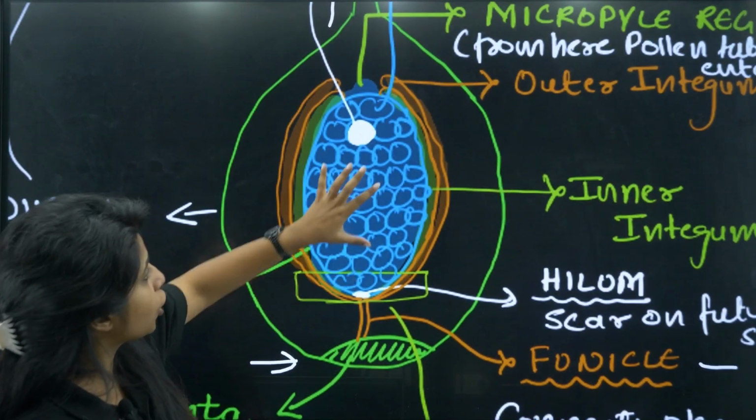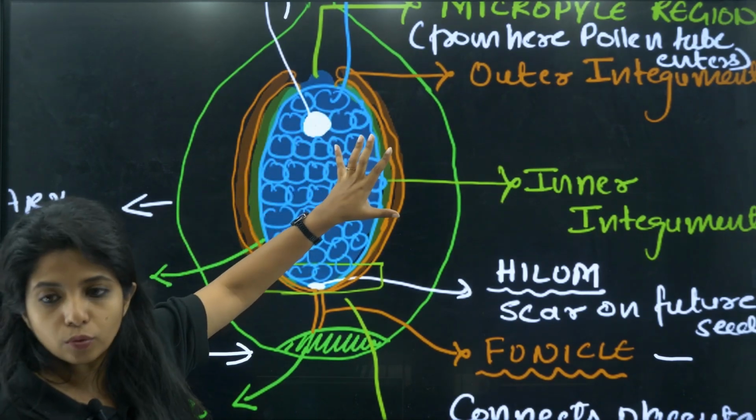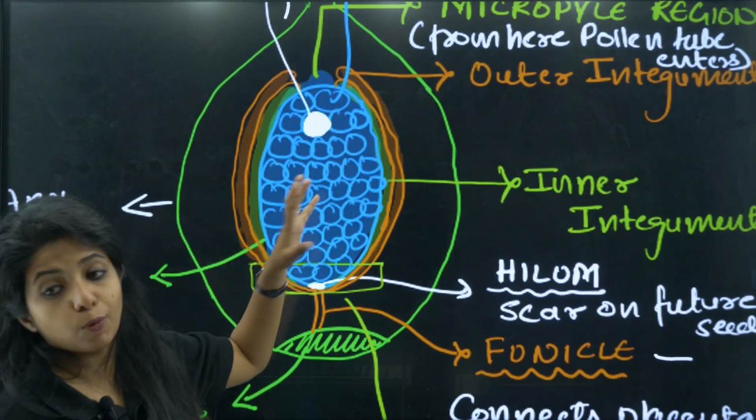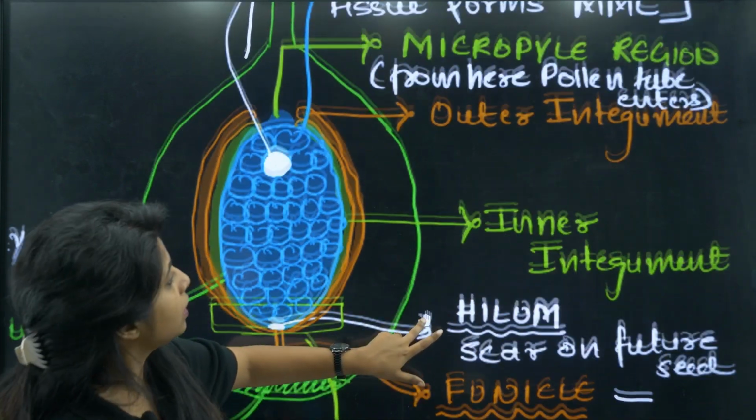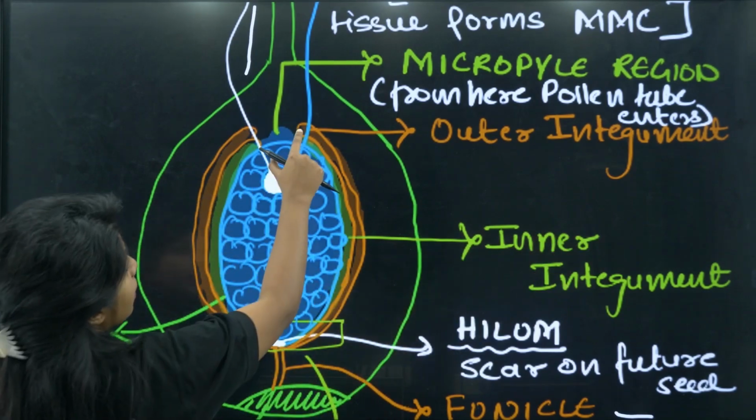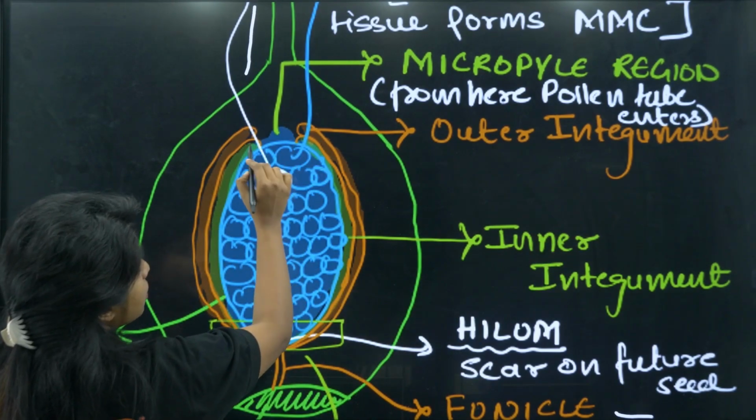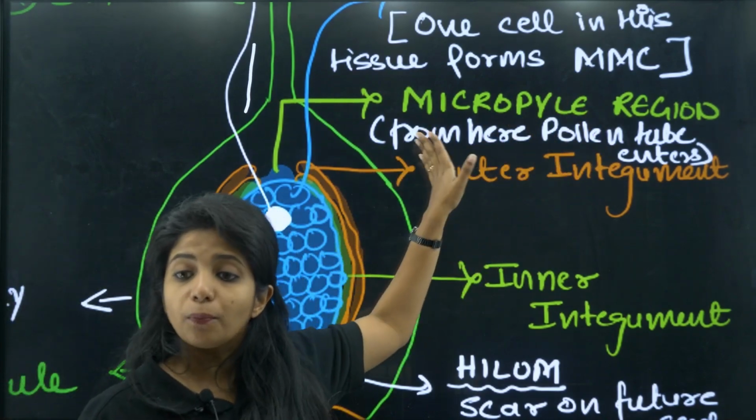Now going ahead, if you talk about the ovule, this whole blue thing that you see over here is the ovule. And as you can see, there are 2 layers protecting the ovule. The inner one is the inner integument. The outer one is known as the outer integument. But if you see clearly, the inner and outer integuments are absent in this particular region. What do you call this region? You call this the micropyle or micropylar region.